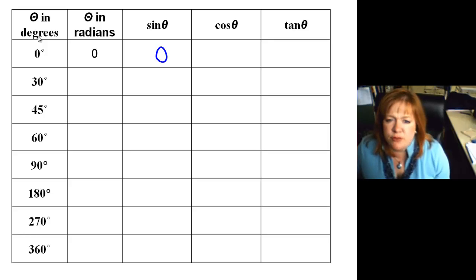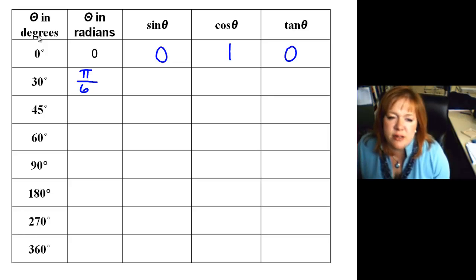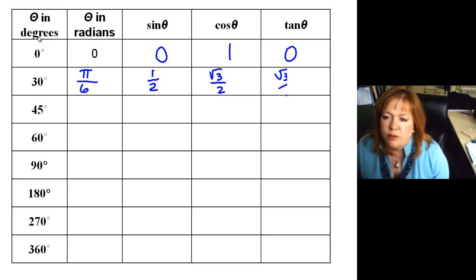Theta in radians for 0, 0. Sine of 0 is 0, cosine is 1 and tangent 0. For 30, that's pi over 6. Remember, pi radians is 180 degrees. 180 over 6 is 30. Sine of 30 is 1/2. Cosine is square root of 3 over 2. Tangent is square root of 3 over 3.